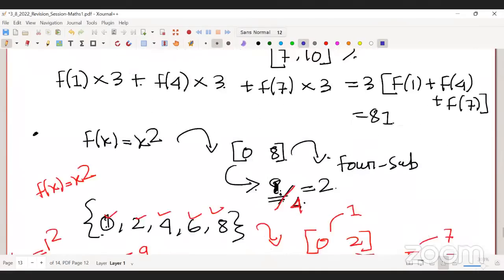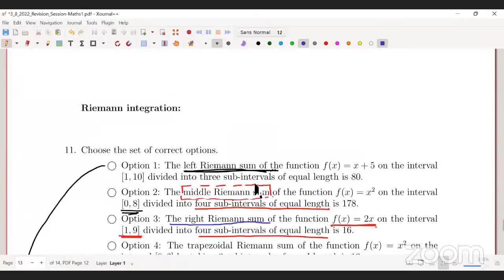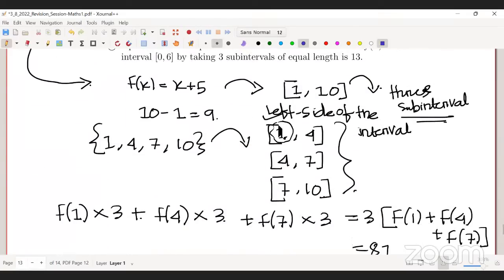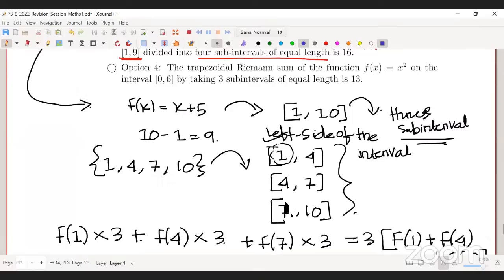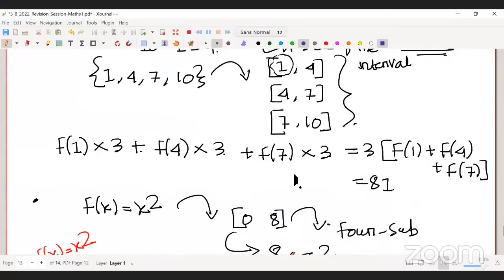So that's why we are taking the right Riemann sum. In the first question, it was given that you need to find the left Riemann sum. That's why, as you can see, we took all the left points of the interval: 1, 4, 7. And in the second question, it was given the middle Riemann sum. For the middle Riemann sum, you need to take the average of both the end points of the interval.